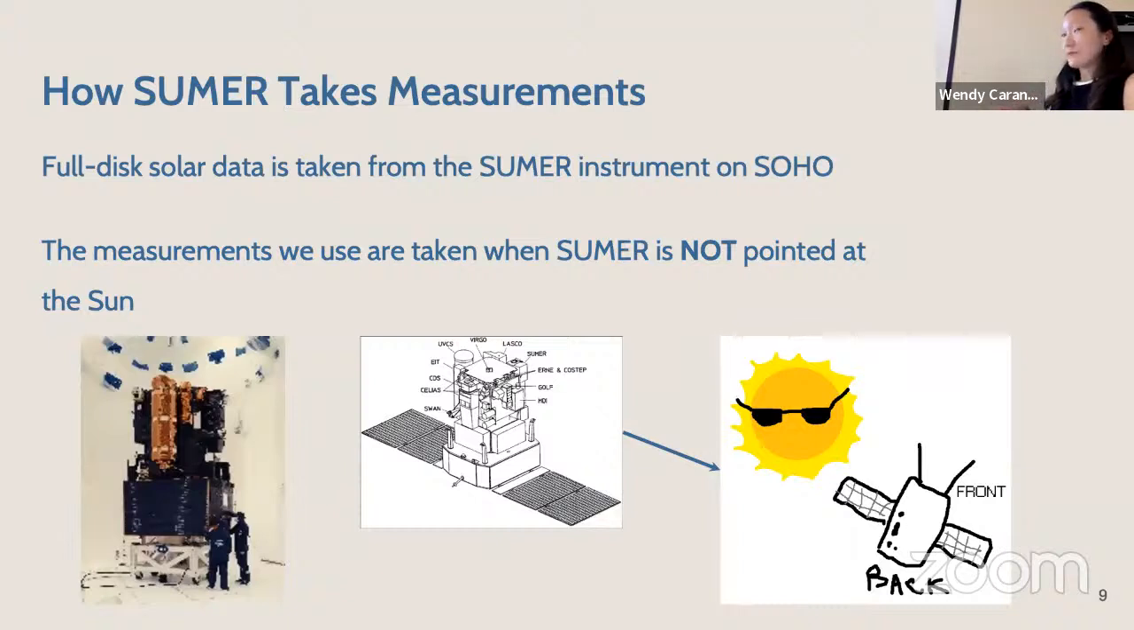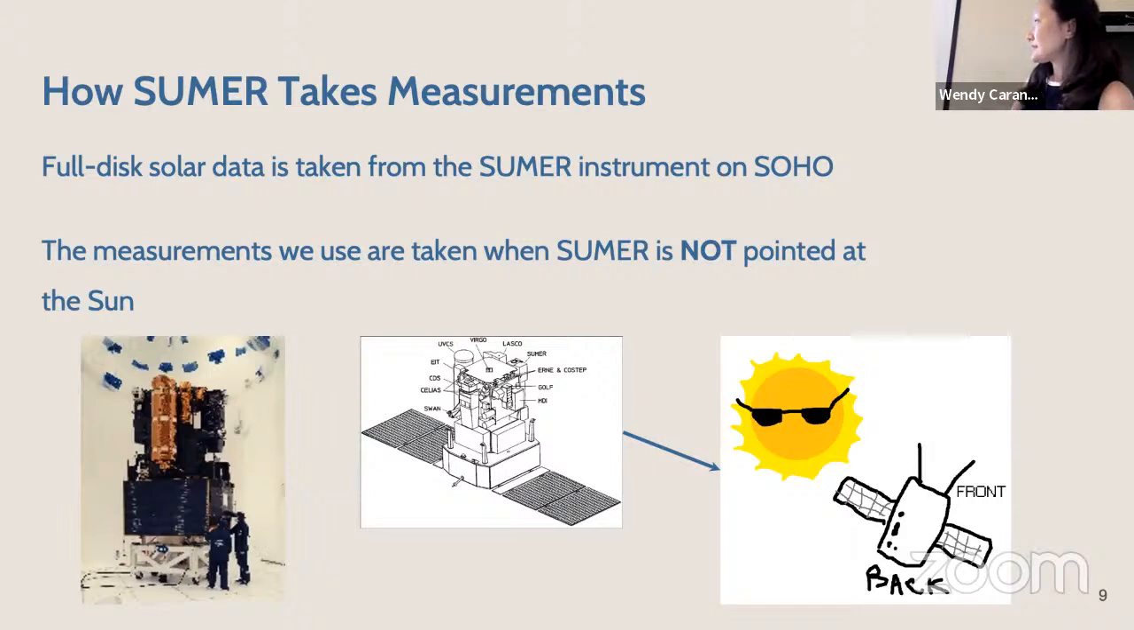I get my data from SUMER, which is an instrument on SOHO, the Solar and Heliospheric Observatory. This is full disk solar data, so I'm getting an image of the entire sun, every single piece of it. SUMER usually points at a single spot on the sun, but for looking at Lyman alpha and Lyman beta specifically, we're not too concerned with a single spot. We want to know about the entire sun.